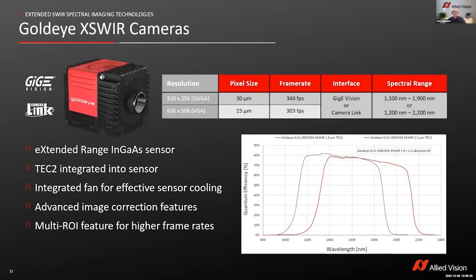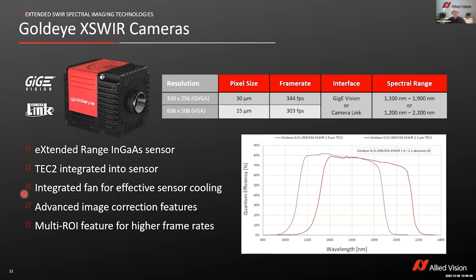Gold-Eye SWIR cameras feature fast extended range InGaAs sensors with QVGA and VGA resolution and can sense up to 1.9 or 2.2 micrometers. The cameras are available with Allied Vision or Camera Link compliant interfaces, and to reduce the dark current, the SWIR sensors are equipped with a dual-stage thermoelectric cooler. It enables cooling down the sensor up to 60 degrees versus the housing temperature, and thereby the integrated fan, as you can see here, enables an effective sensor cooling so that the sensor can be cooled down to minus 30 degrees.